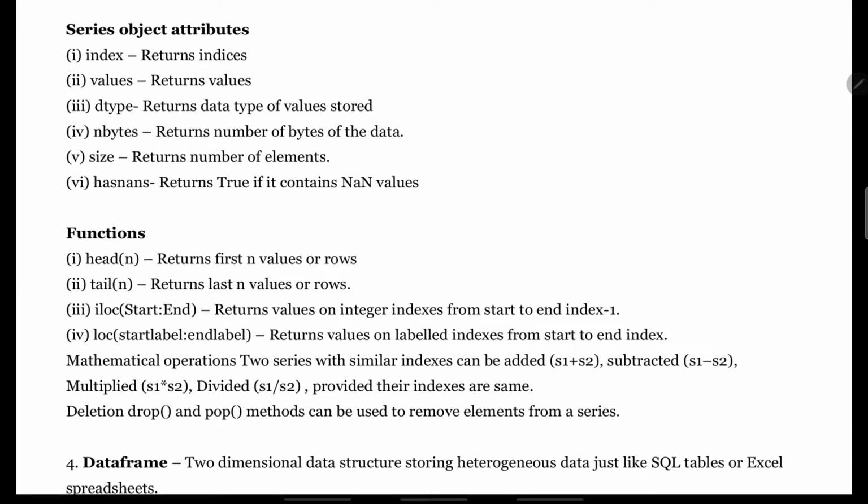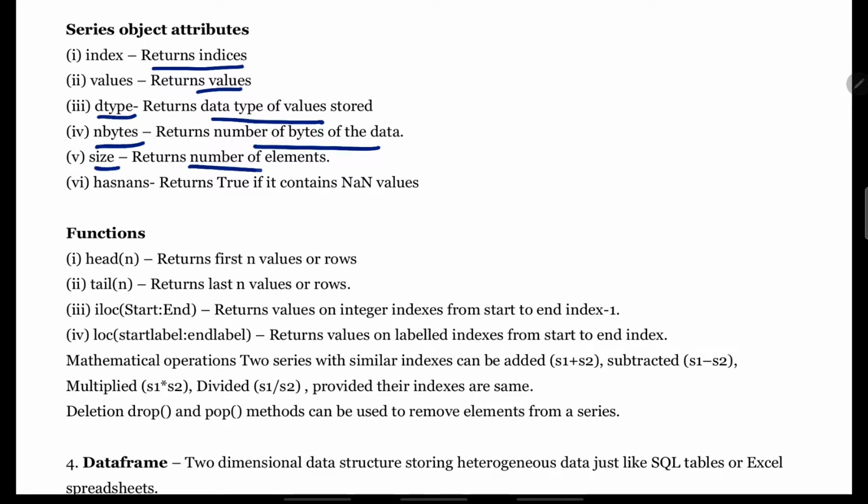Now talking about some important object attributes, we have got index, in which it will return the indexes. In case of values, it will give you the values. Now dtype basically means when you ask for the dtype, it will give you the data type of the values that is stored in the series. And in case of nbytes, it will give you the number of bytes of the data.